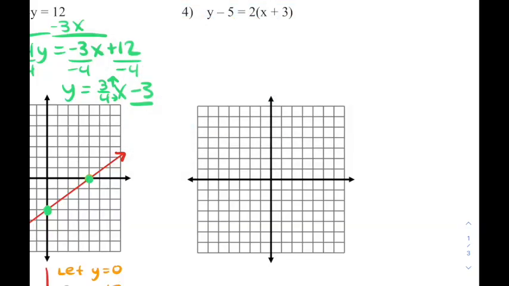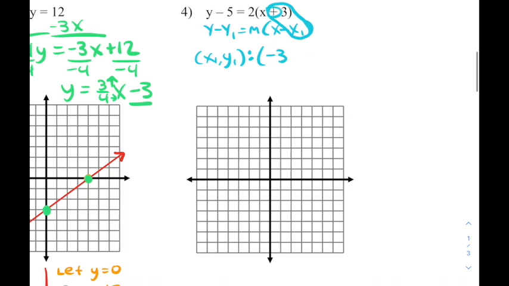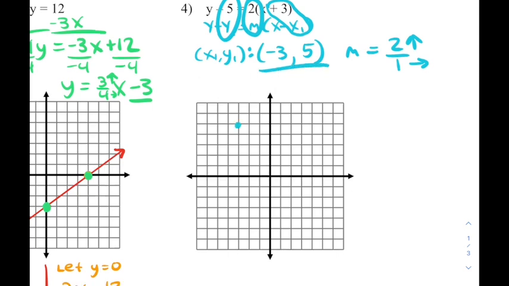Now, number 4 is in a different form. This is in point slope form. So our point x1, y1 is at -3. Remember, when you see plus, it's actually minus with point slope, comma 5. And our slope is 2, or 2/1, meaning going up 2, right 1. So if I plot this point on the graph, -3 comma 5, and then go up 2 right 1 and down 2 left 1 until I fill out the graph, I've produced the line.